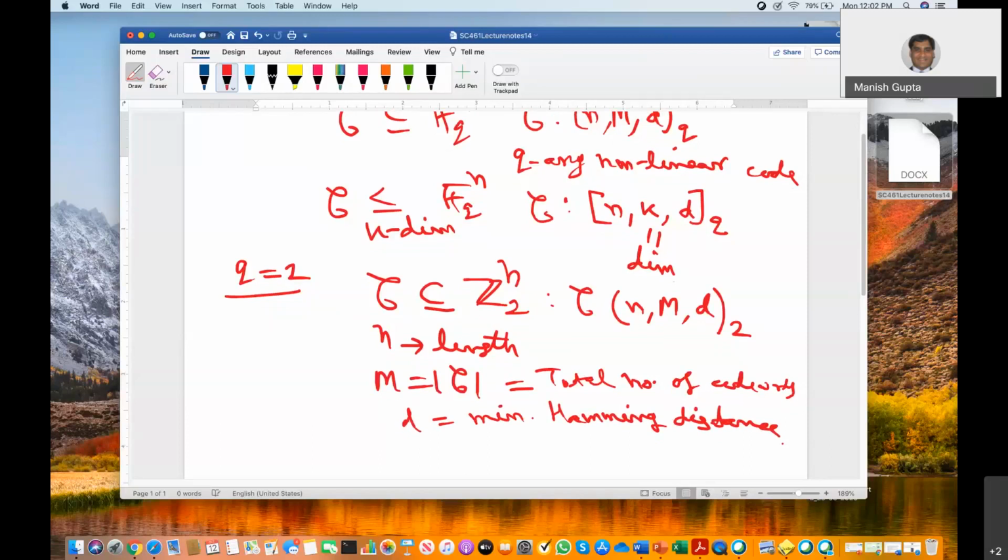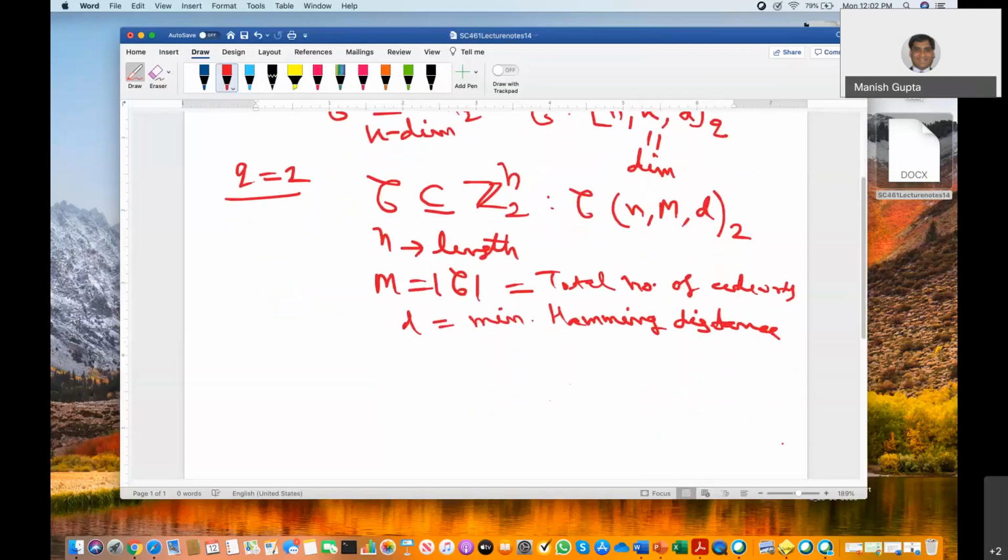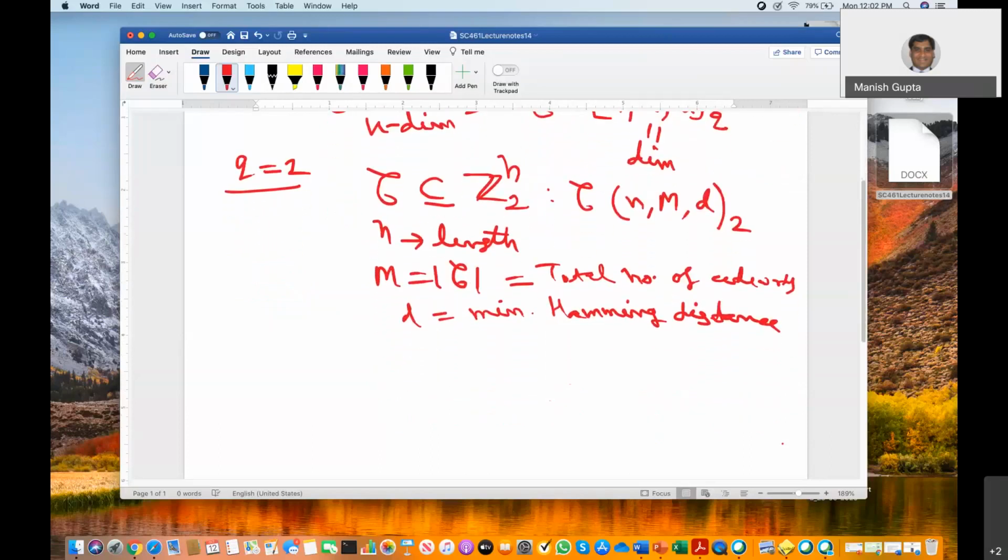So these are the things which you know. Now I'm again recalling another important fact. There was A_q(n, d), which is the maximum of all M such that there exists an (n, M, d) code, a nonlinear code.